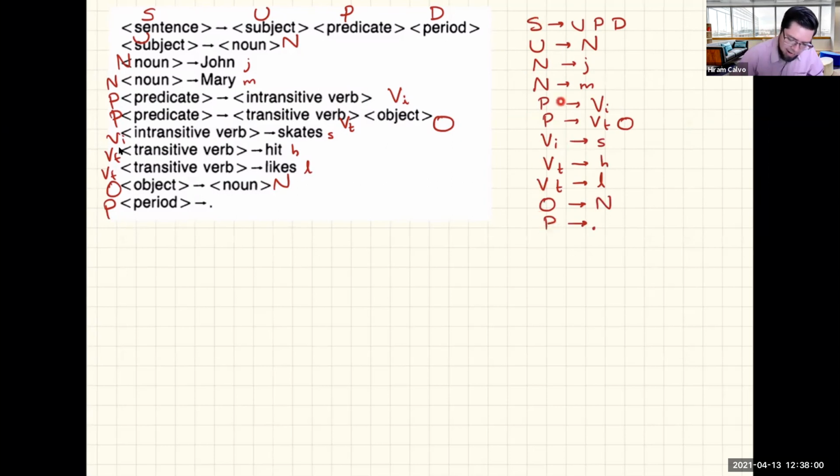Remember that capital letters are non-terminal symbols and that lowercase letters are terminal symbols. If I highlight them, all these are.